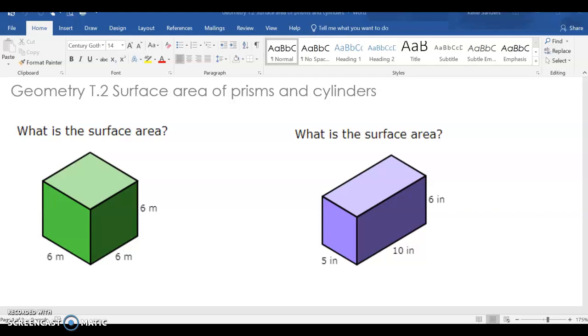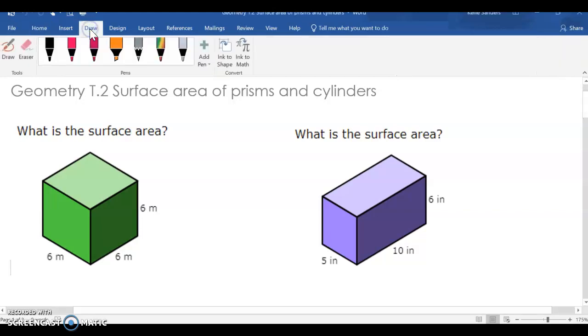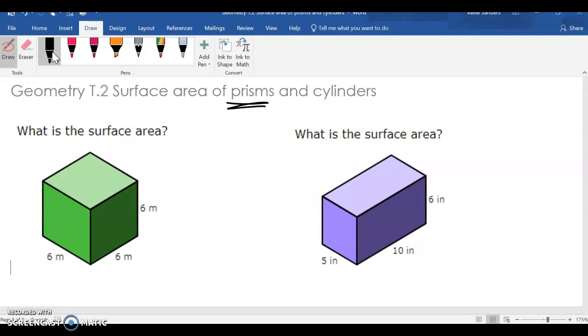Alright, this is T2, surface area of prisms and cylinders. Like on T1, we did rectangular prisms, but on this one we're going to have several other kinds of prisms, and I'll go over that better when we get there, and cylinders. Okay, so here we go.